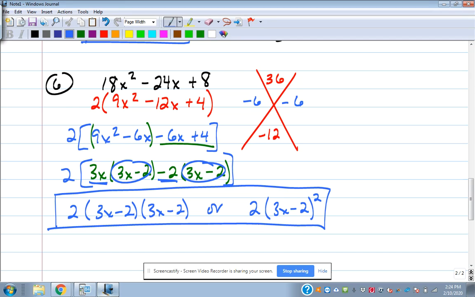So this is how I'm normally going to write it because I know I'm going to do something different with it later. But here, if it's a multiple choice type situation, that might be what they put as the answer for the factored form. They mean the same thing, though. So keep that in mind. All right.